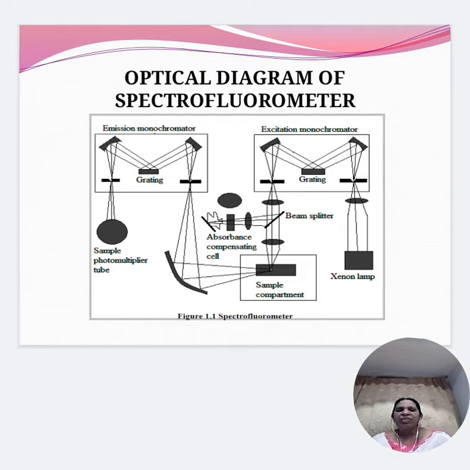So we have the light source, then the excitation monochromator, then the sample compartment, then again the emission monochromator, then from the emission monochromator it falls on the photomultiplier tube or the photodetector. So this is the optical diagram of a spectrofluorometer.